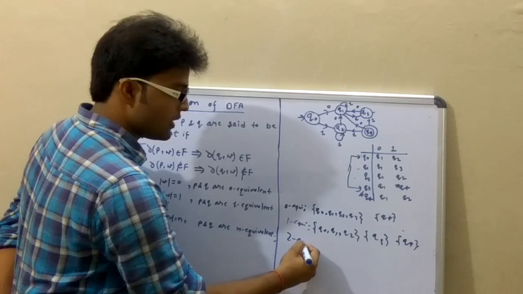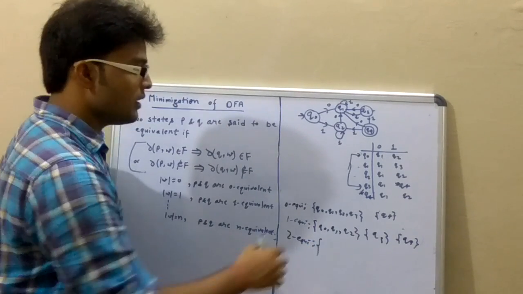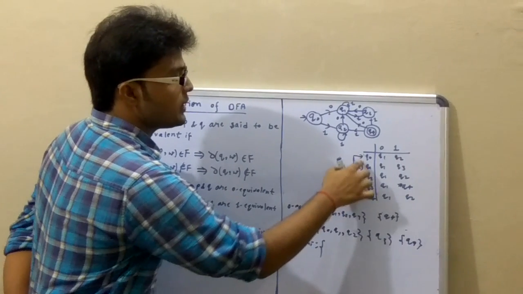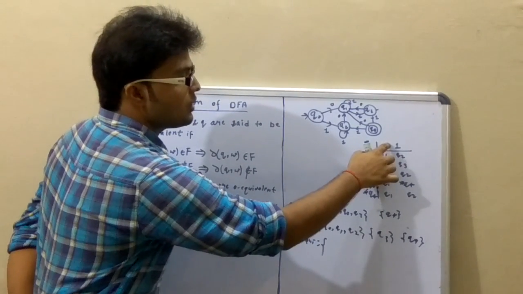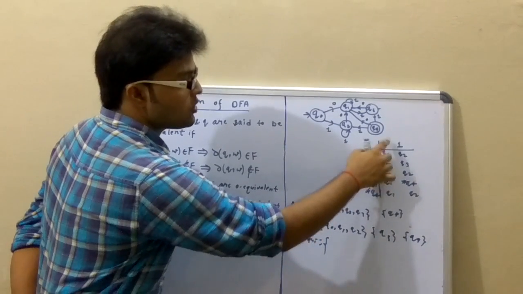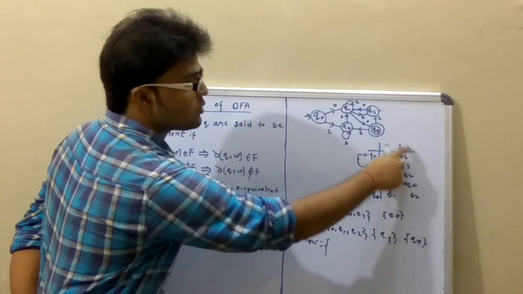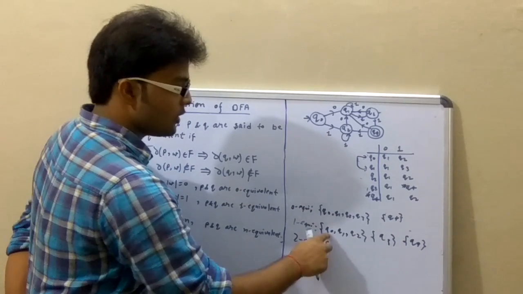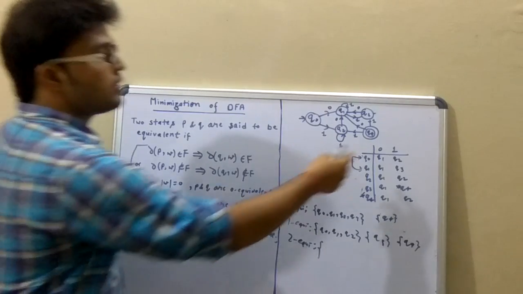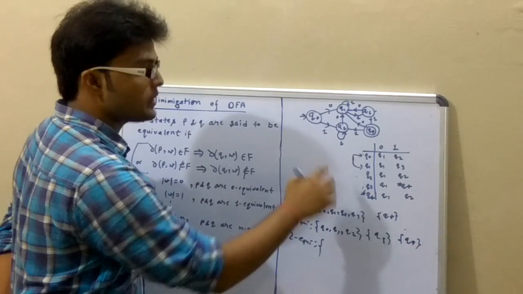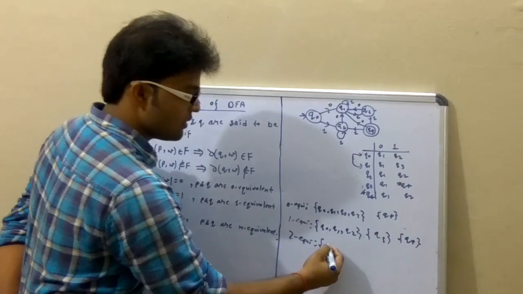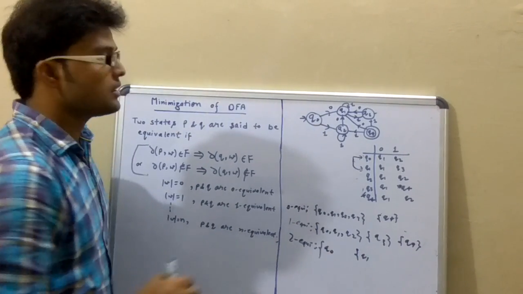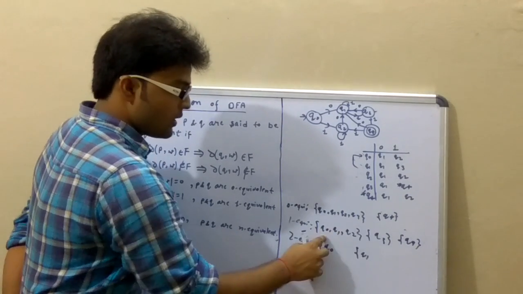Now we will find the 2 equivalent states. We will check Q0 and Q1. Both are going to Q1 on 0, no problem. Q0 on 1 is going to Q2, in this set. Q1 on 1 is going to Q3, another set. Again Q0 and Q1 go to different sets on the input symbol 1. So we will separate these two states as well, Q0 and Q1. These states will be in different sets. Now check Q0 and Q2.